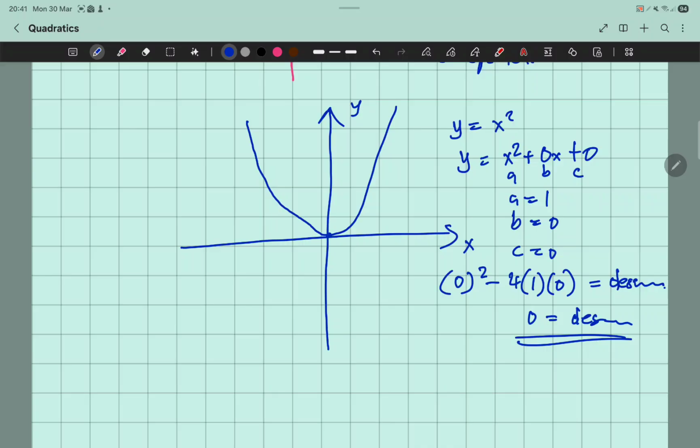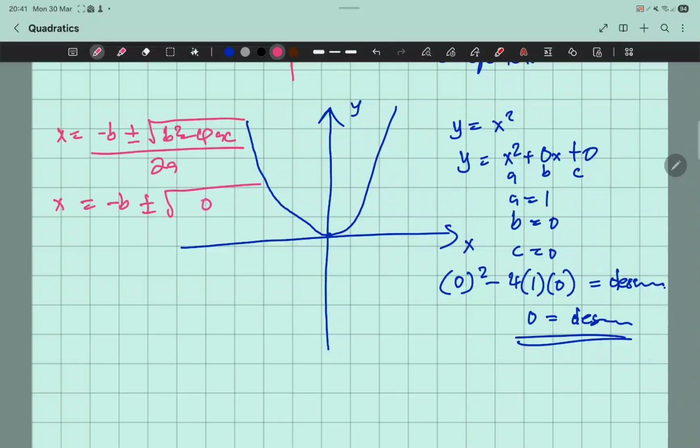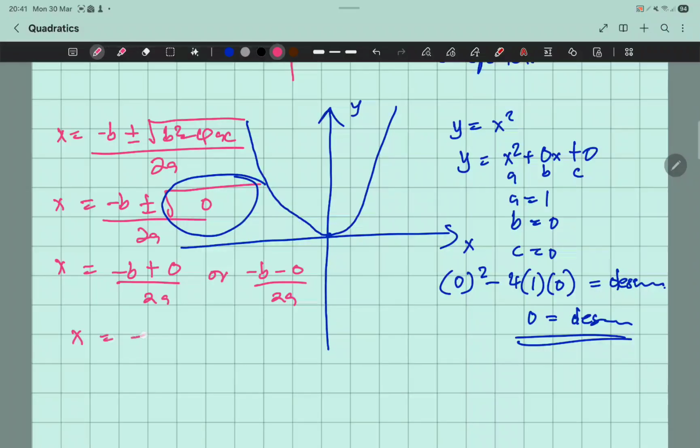Maybe the practicality of it will be seen when we attempt questions. If we want to use the quadratic formula, x equal to negative b plus or minus root of b squared minus 4ac over 2a, when the discriminant is 0, then root of 0 is just 0, so it disappears and only 0 remains. So x is equal to negative b plus 0 over 2a, or negative b minus 0 over 2a. x equal to negative b over 2a, or x equal to negative b over 2a.